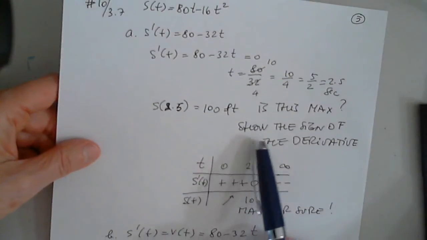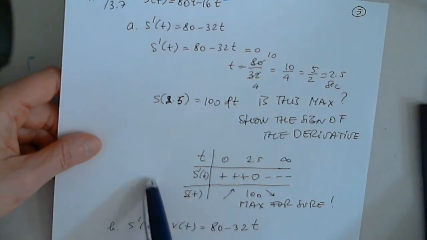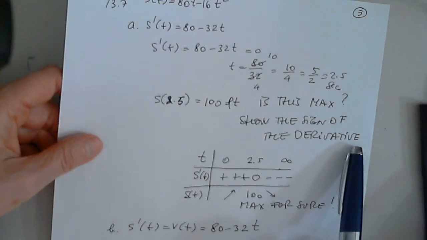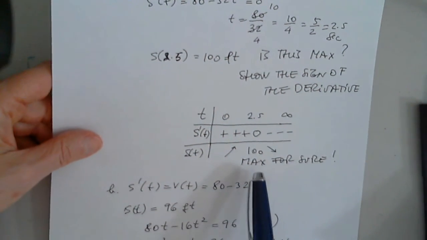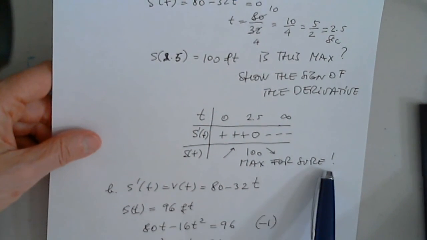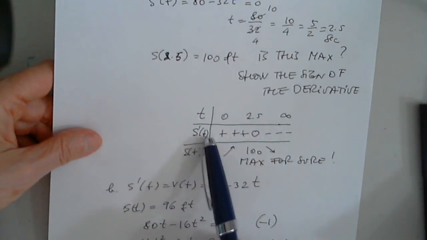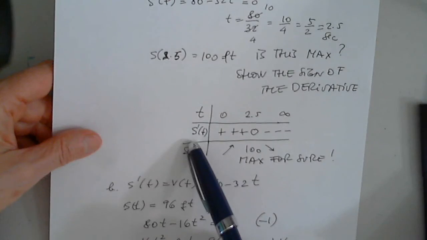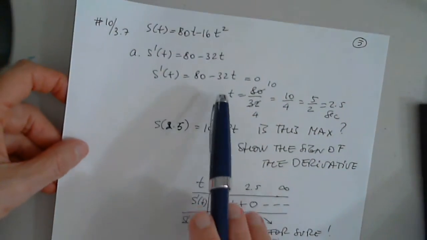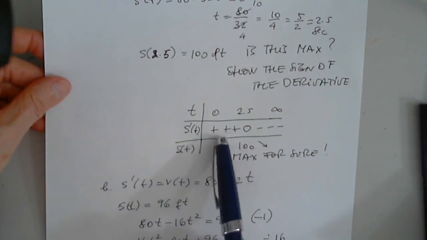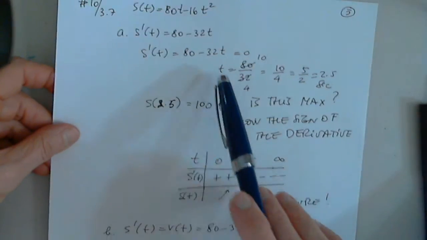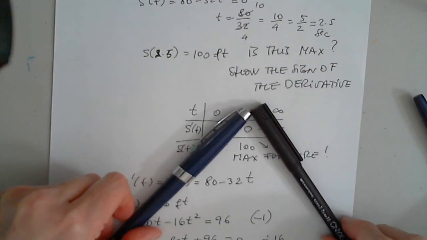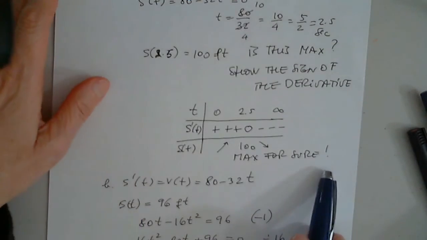But the question is, is this a maximum? Without explaining why this is a maximum and without studying the sign of the derivative, we cannot get full credit. So s prime is the derivative. And when you study the sign, when you plug in 0 here, you see it's positive. When you plug in 10 here, you're going to see it's negative. So obviously, this is the situation for a maximum, guaranteed, for sure.